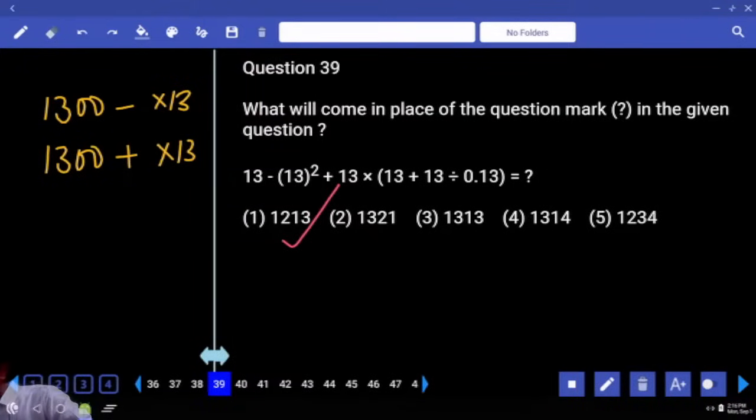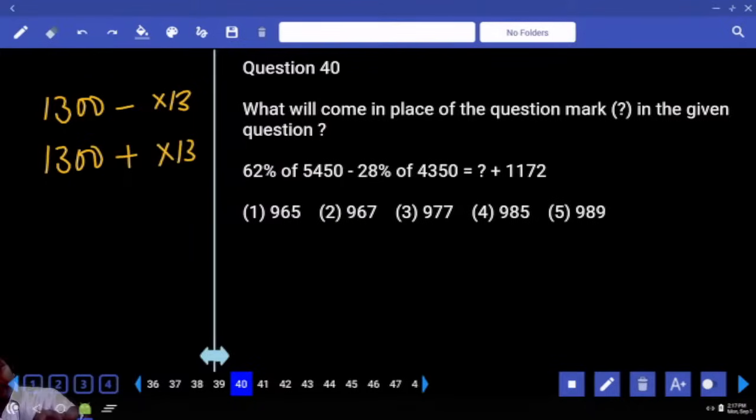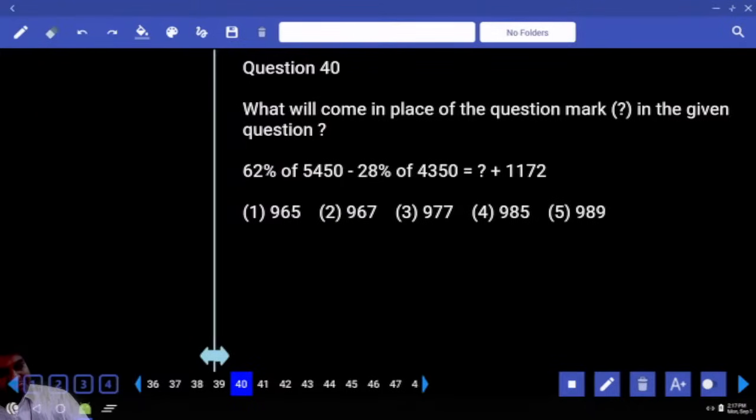This is how much less than 1300? 87. Is 87 a 13 multiple? Eliminate. How much more than 1300? Is 21 a 13 multiple? It is visible, right? Yes sir. 66 less. Is 66 a 13 multiple? There is only one 13 multiple, done. Clear? We have to calculate.